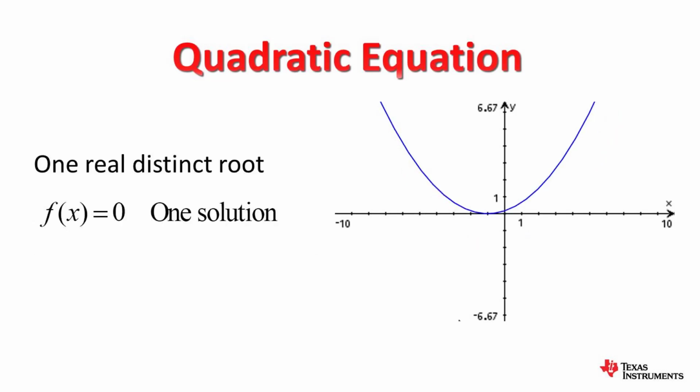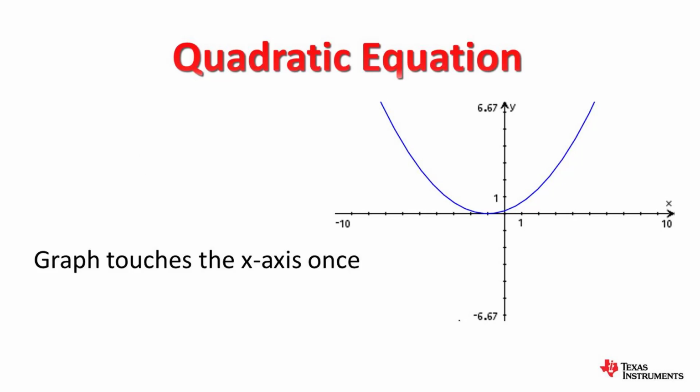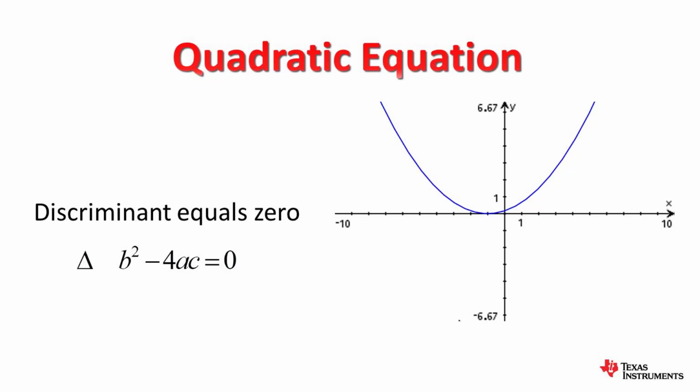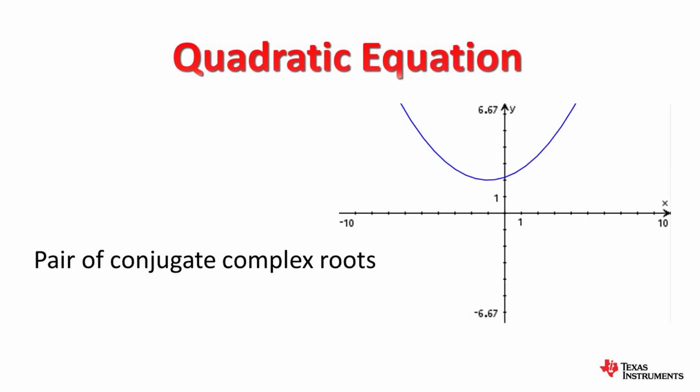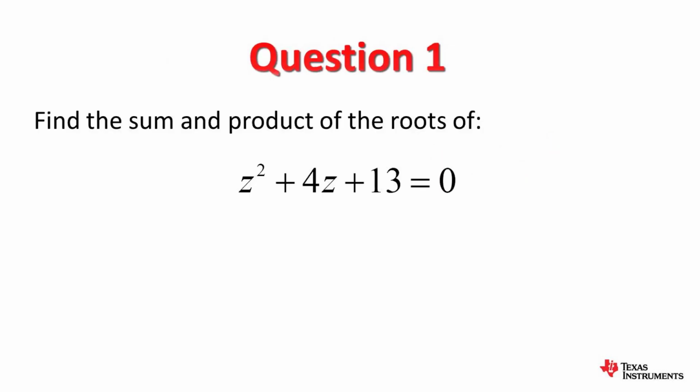Another possibility is that we have one repeated real root, and that's where the graph touches the x-axis, and in this case the discriminant is 0. The third case, when the discriminant is negative, is that the roots consist of one pair of complex conjugates. Okay, so let's look at an example here.